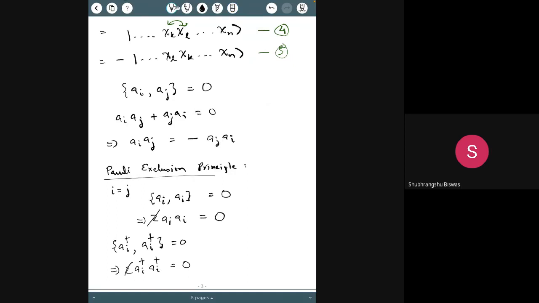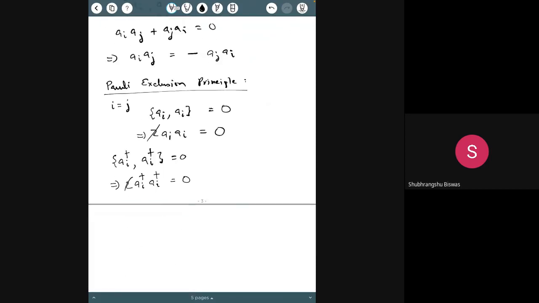So we did the Pauli exclusion principle. And the anti-commutation relation of the creation and annihilation operators encompasses both the tenets of the Pauli exclusion principle, which is that you cannot create two electrons in the same spin orbital and you cannot destroy two electrons in a particular spin orbital. Okay.